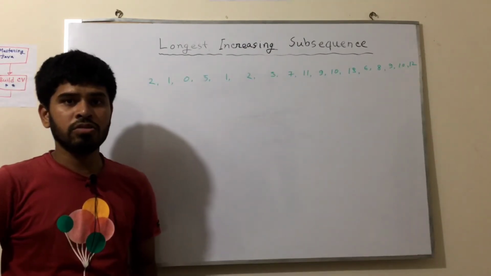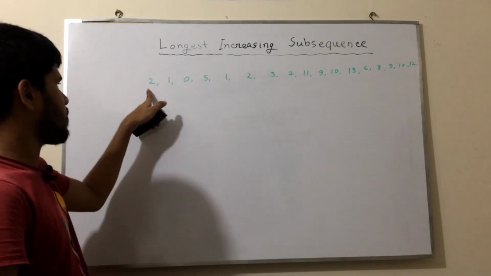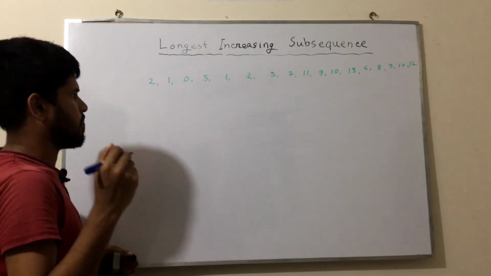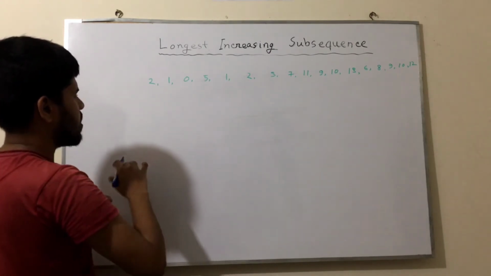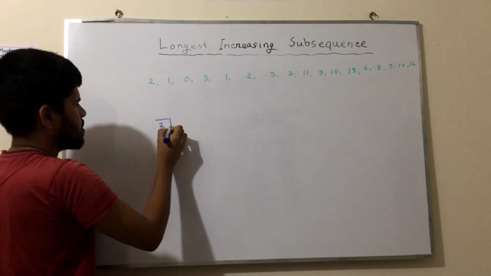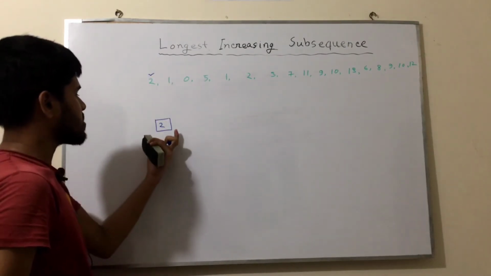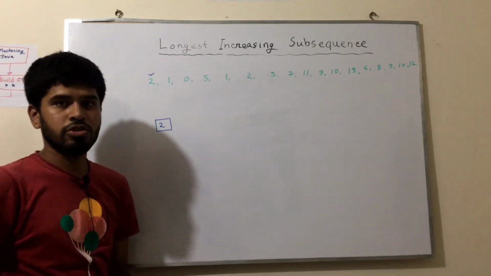Now let's take a bigger example so you can understand this intuition. Now let's find the length of the longest increasing subsequence for this given array of integers. First thing, our list is empty, so let's add the first element. This is our first element. So at this point the length of our longest increasing subsequence is 1 for sure.